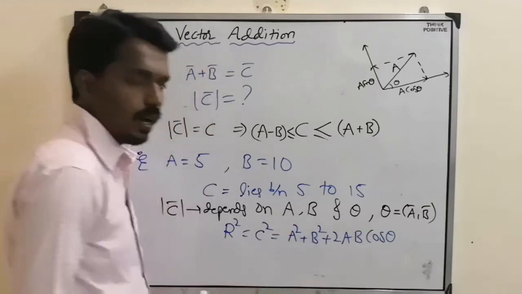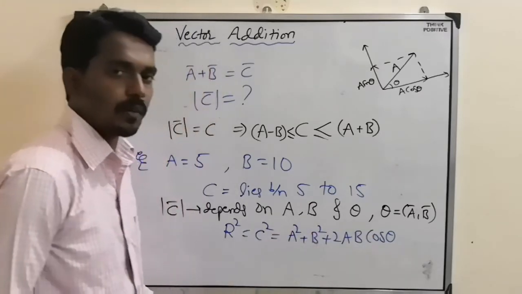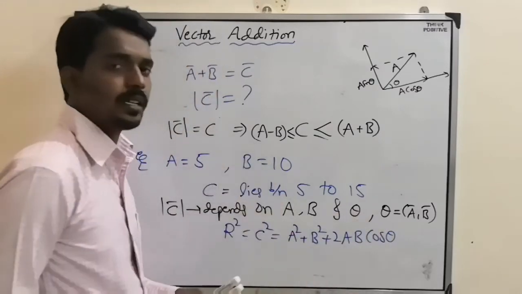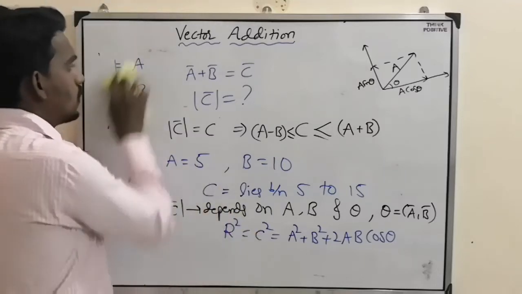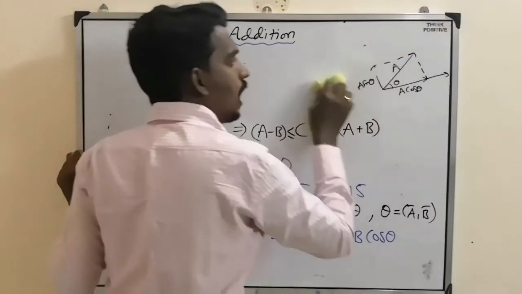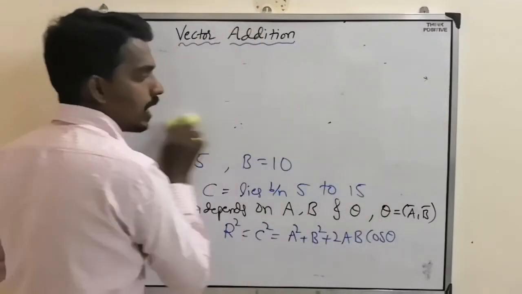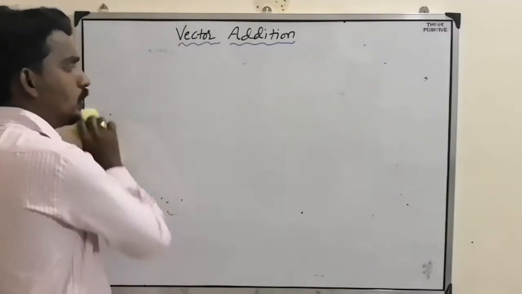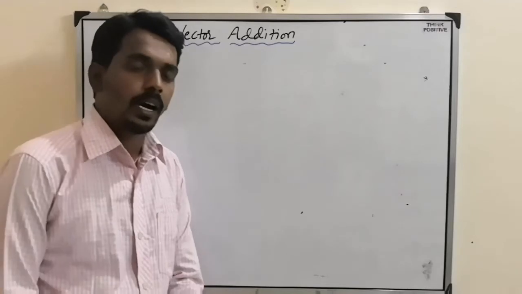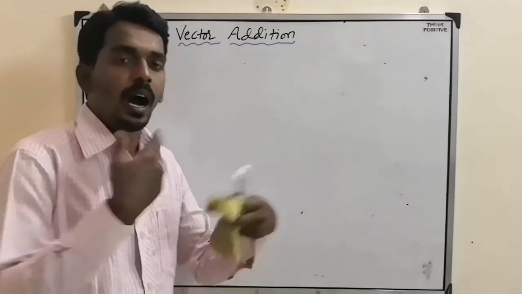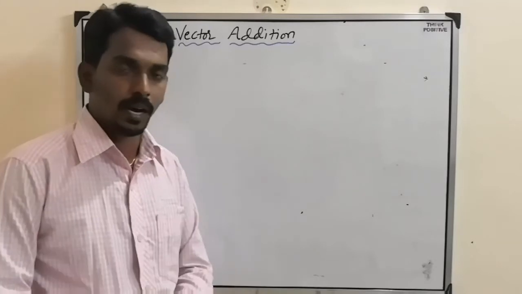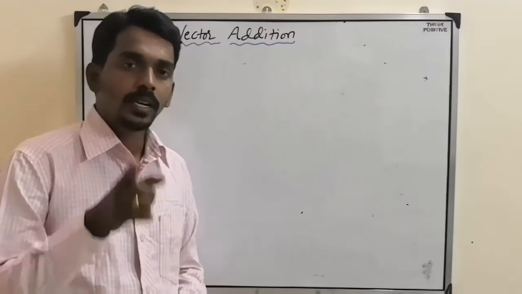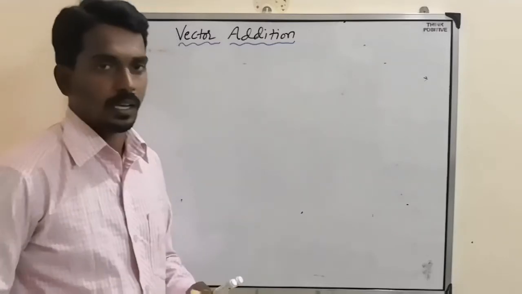But you can ask me, how did you get this formula? How have you included the angle here? That is what we need to understand here, and also we need to understand how to find the direction of C bar. How to derive this formula and how to find the direction of C bar or R bar, the resultant of A bar and B bar. That is also a vector. That also must have some direction. Then what is the direction of that resultant vector?